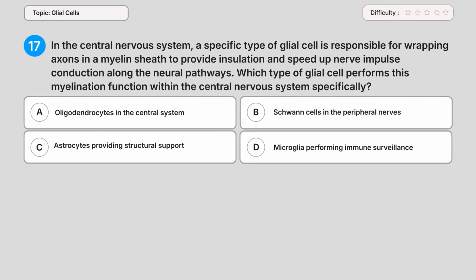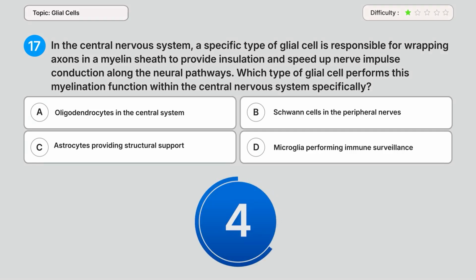17. In the central nervous system, a specific type of glial cell is responsible for wrapping axons in a myelin sheath to provide insulation and speed up nerve impulse conduction along the neural pathways. Which type of glial cell performs this myelination function within the central nervous system specifically? A. Oligodendrocytes in the central system. B. Schwann cells in the peripheral nerves. C. Astrocytes providing structural support. D. Microglia performing immune surveillance. What do you think is the answer?